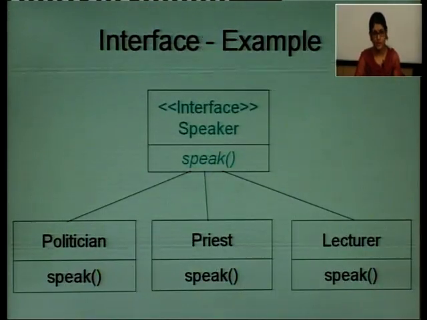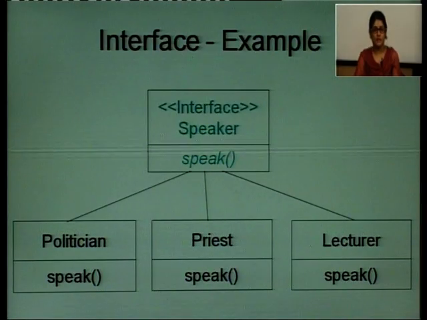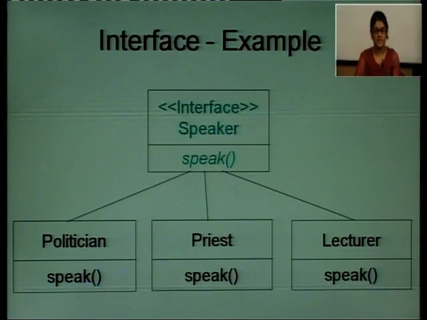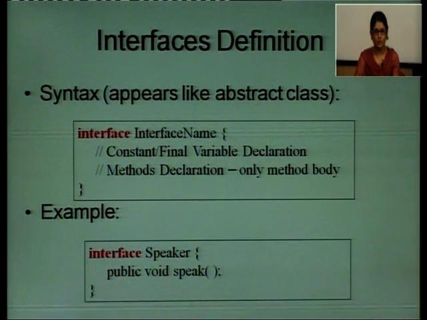Here is an example how the interface speaker will look like. Interface, I have the name of the speaker, name of the interface is speaker, and there is a method speak. And I haven't defined that method. Notice it, I have only declared that speak is a method of the interface speaker. How we will write it?